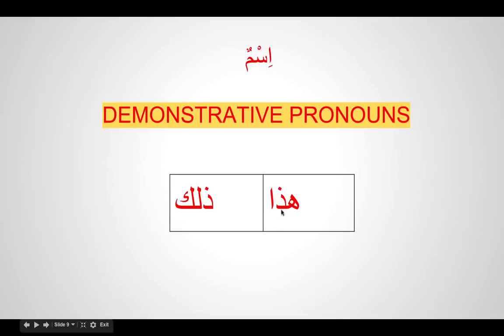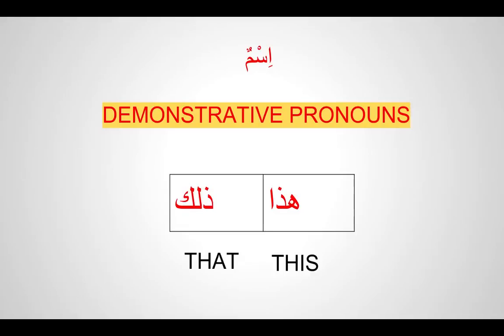Just how you pronounce this letter dh, you have to bring the tip of your tongue just in front of the teeth. In Urdu it's pronounced as haza, which is wrong. The tip of the tongue is on the palate, behind the teeth, which is wrong. It has to be in front of the teeth. Hadha and dhalika. So what do these words mean? Hadha means this and dhalika means that. So we'll be learning about this and that.